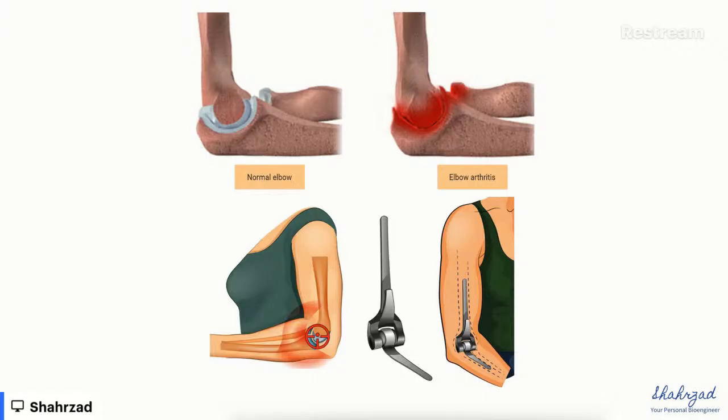So here you can see a healthy or normal elbow joint, and here is an elbow with arthritis, a stiff joint that is uncomfortable to move, and yes, surgery would be performed on the joint. This is an example of one design of component for elbow joint replacement.